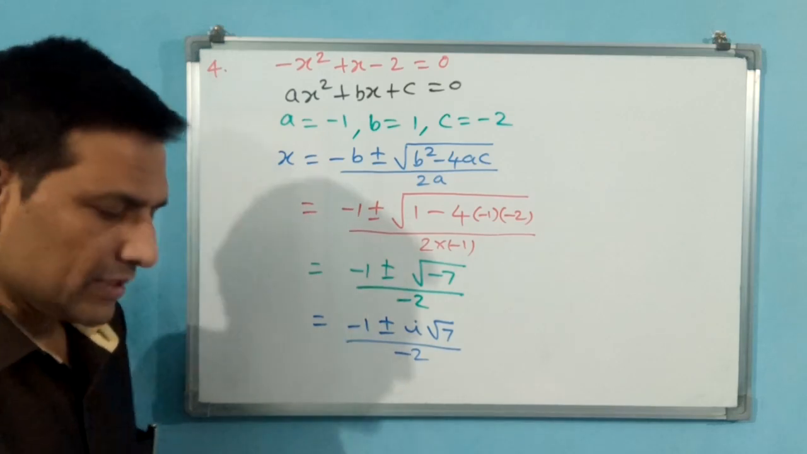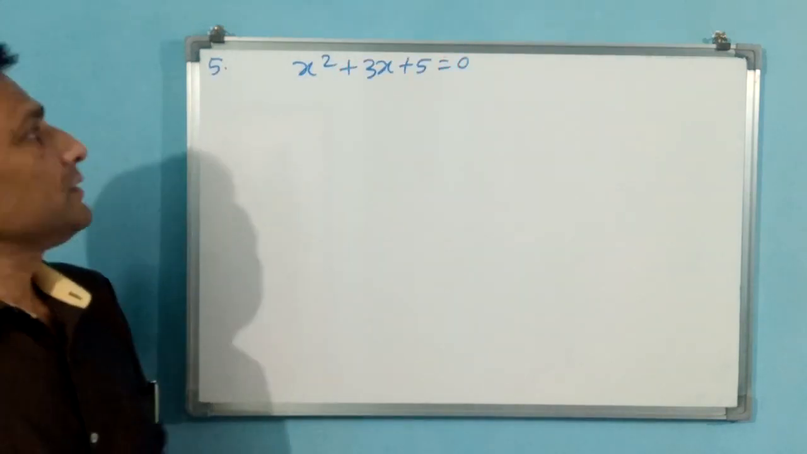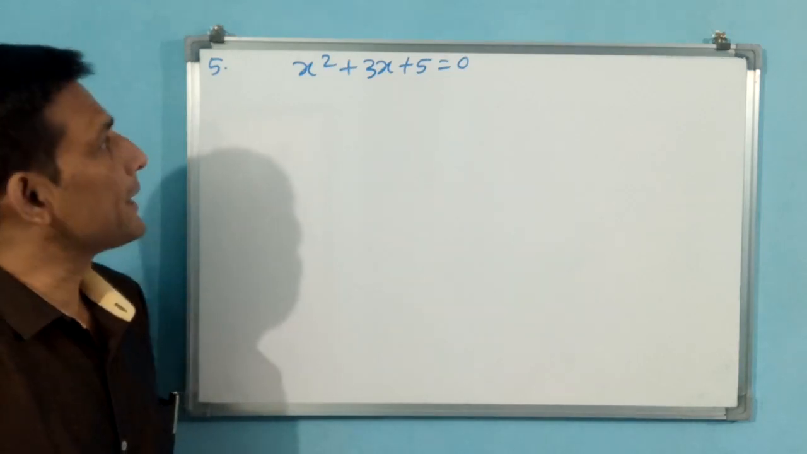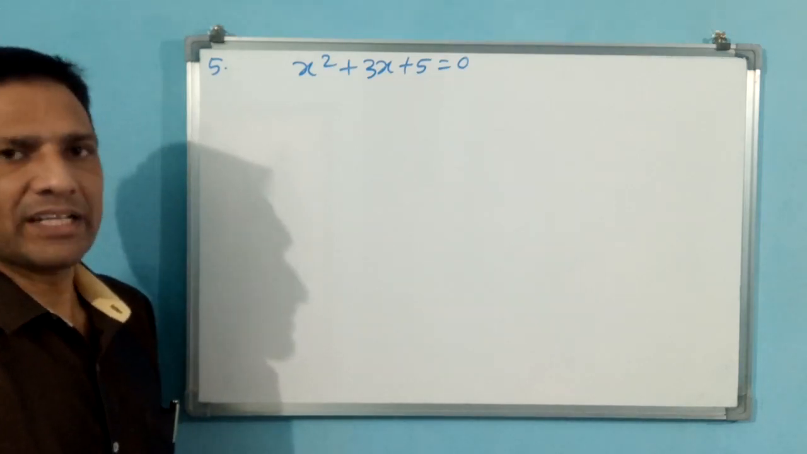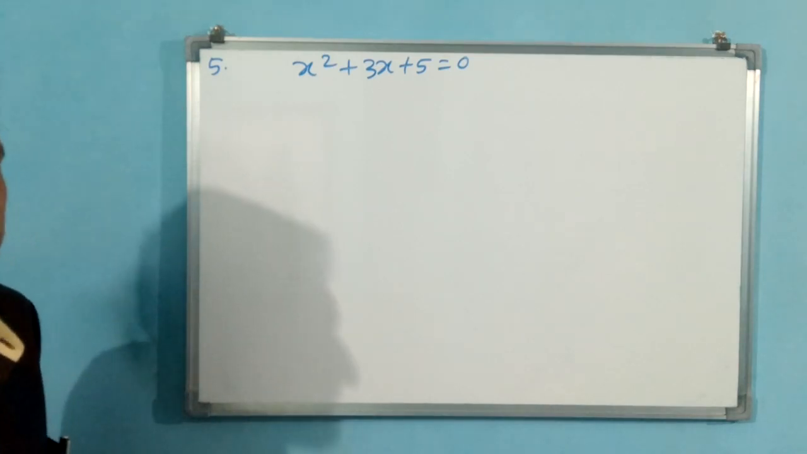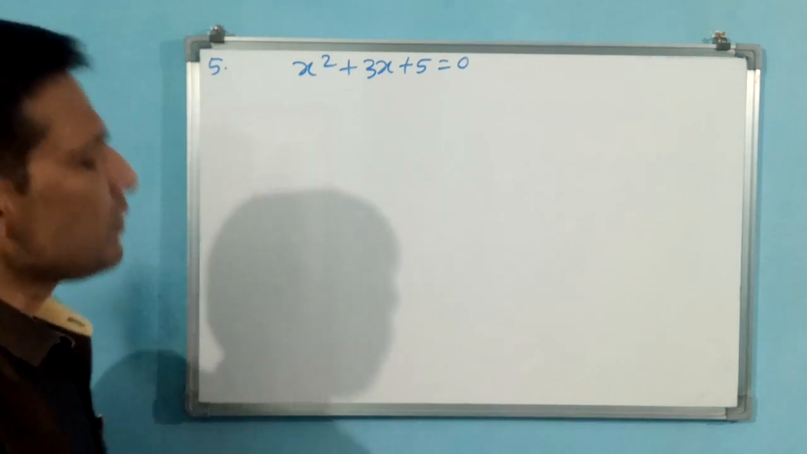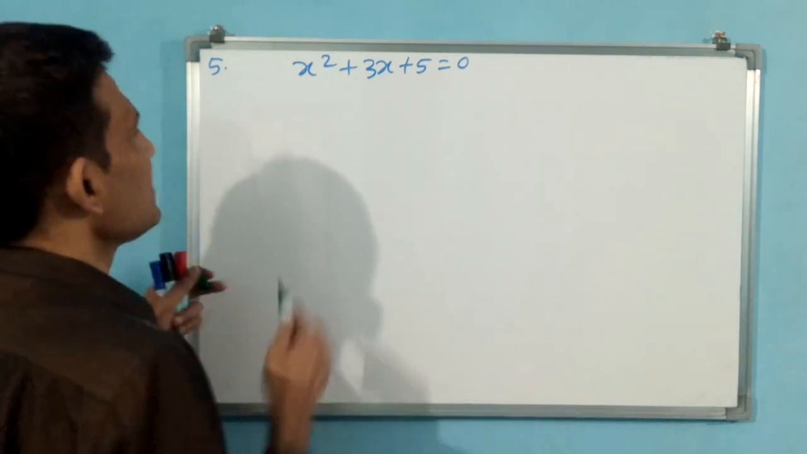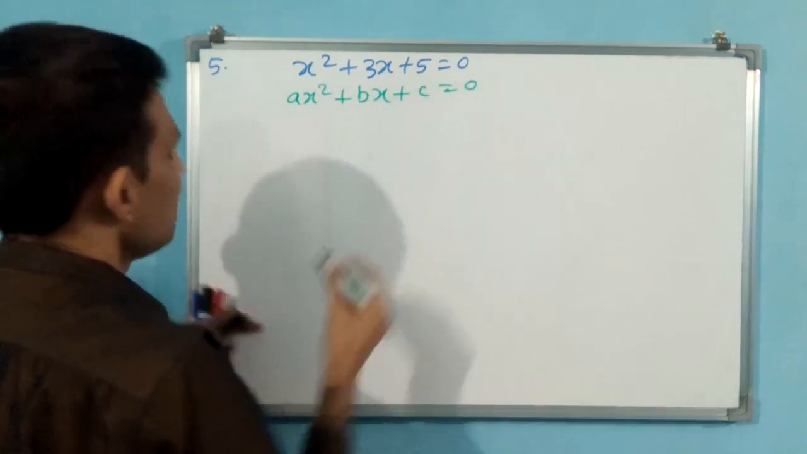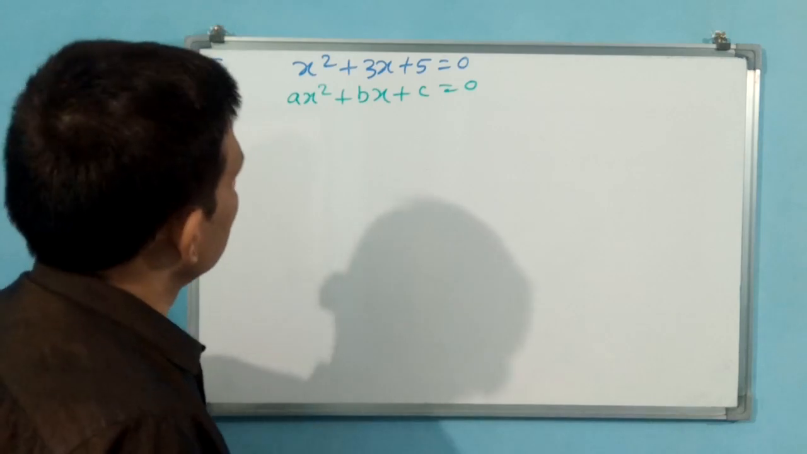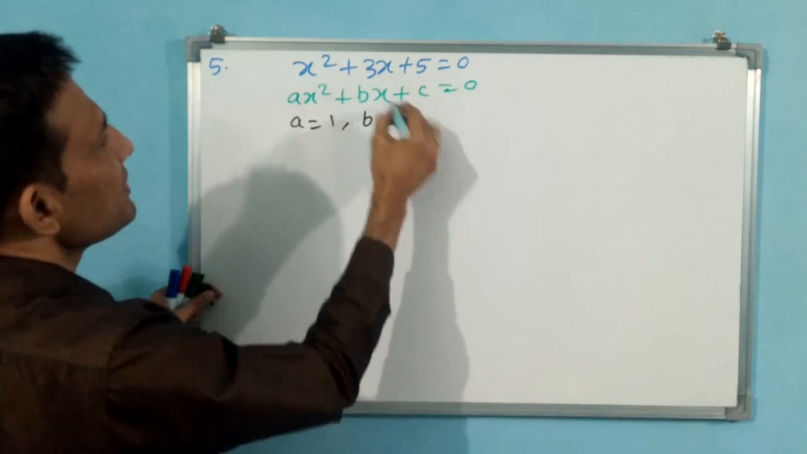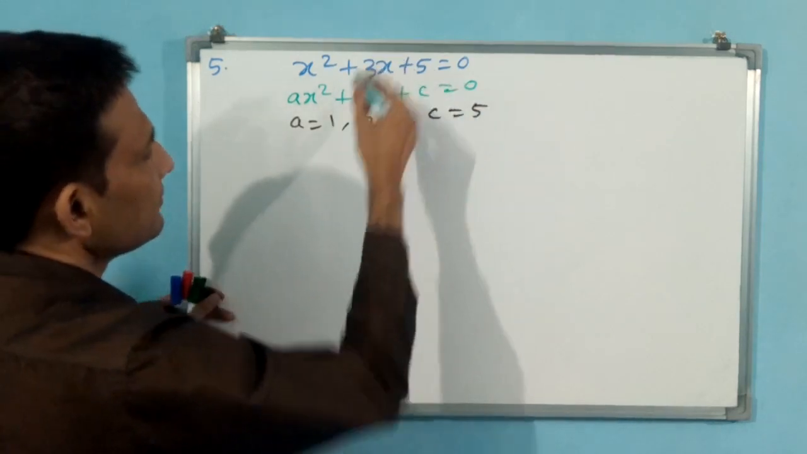Let us go for the fifth question. See the fifth question: x square plus 3x plus 5 is equal to 0. This is a quadratic equation, but we have to solve and find the value of x. X may come in complex form also. Let us do. First you compare with the standardized equation ax square plus bx plus c is equal to 0. Then what will be a? A will be 1, b will be 3, c will be 5.